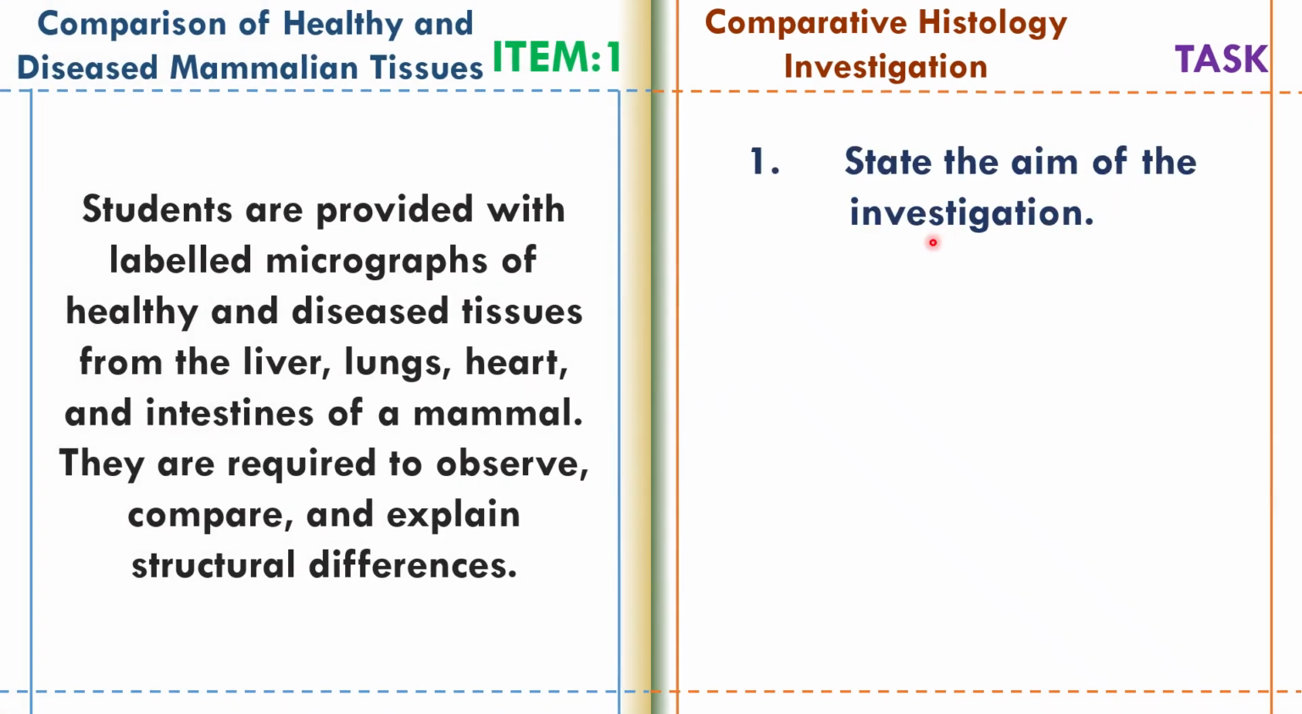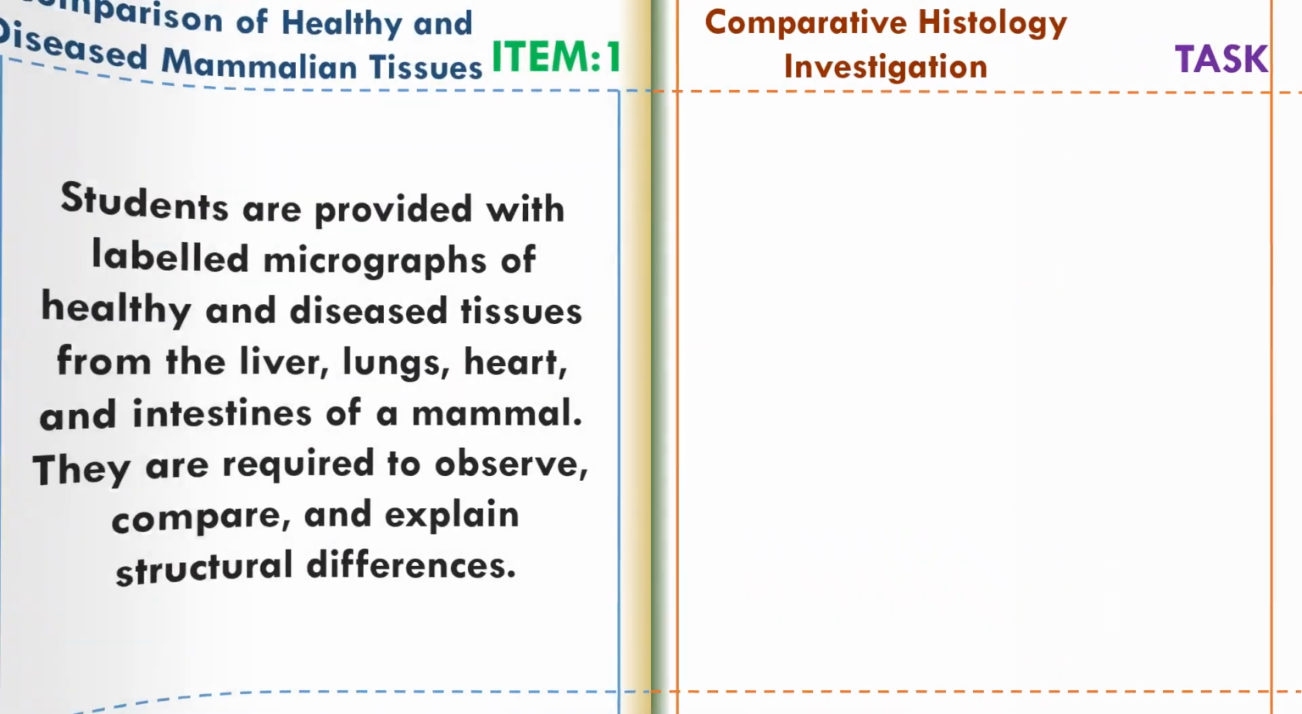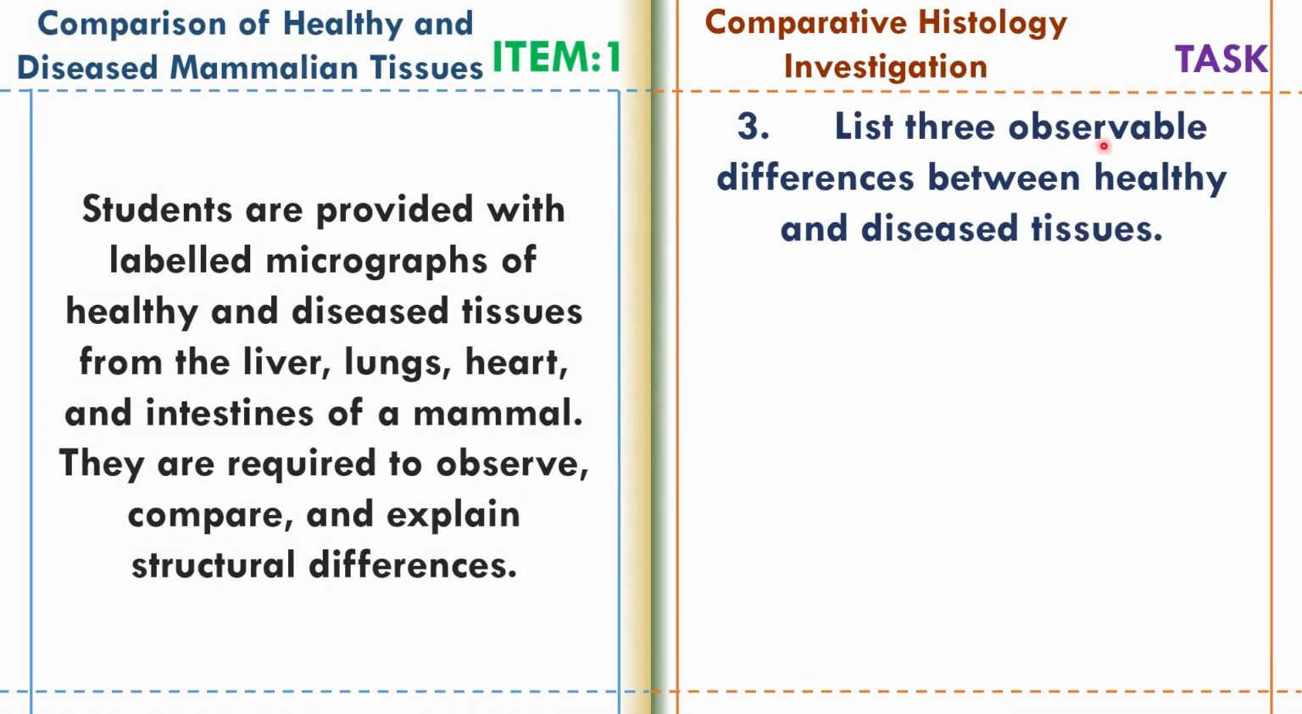State the aim of the investigation. To compare the microstructure of healthy and diseased mammalian tissues. Identify 2 organs studied. The liver and the lungs. List 3 observable differences between healthy and diseased tissues.